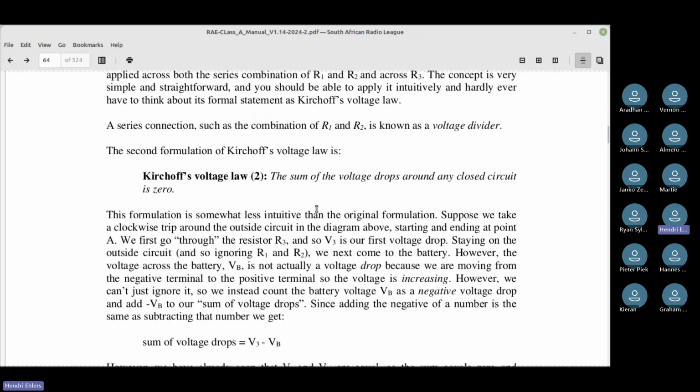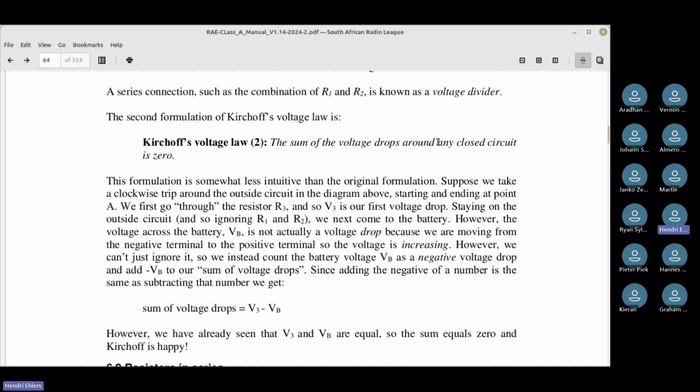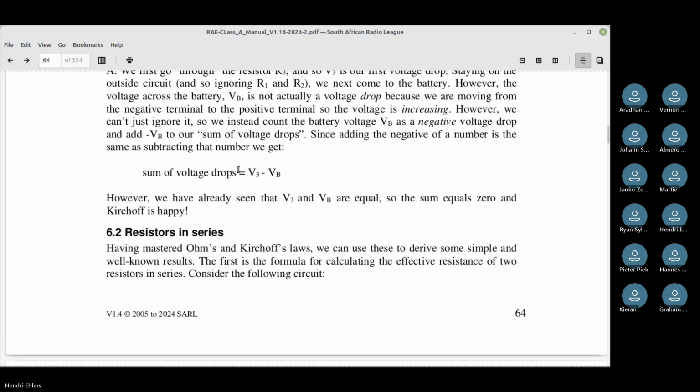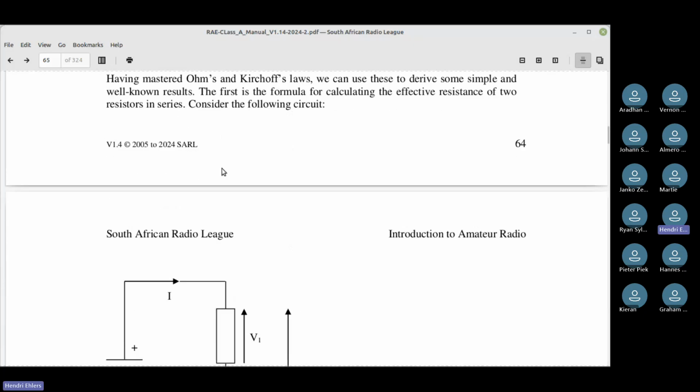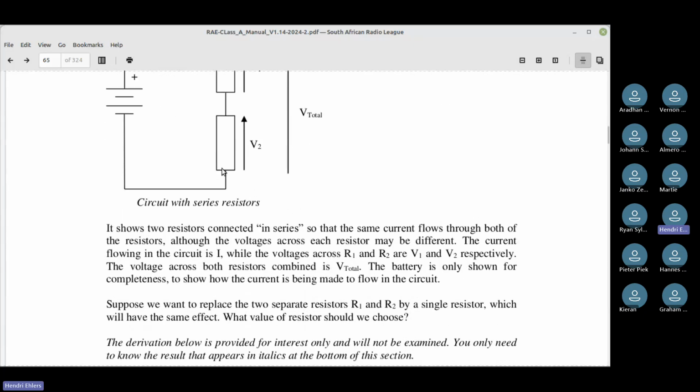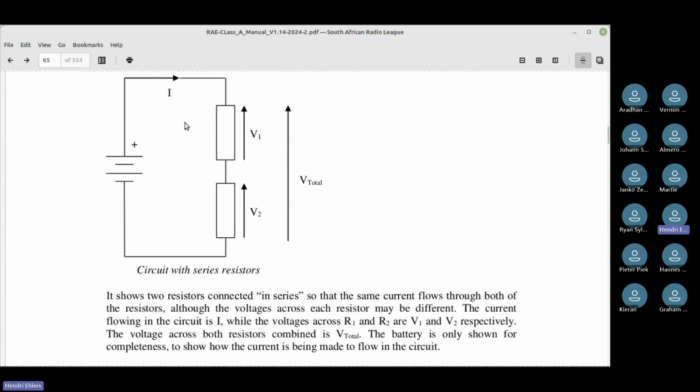Okay, let's go through this. Sum of the voltage drops around any closed circuit is 0. Yeah, so resistors in series. Right, here we start. Now here we're going to get some figures that we can work with. So let me just quickly explain here. When you have resistors in series, you simply add the resistance together. So if this one's 10 ohm and this one's 10 ohm, the total resistance of the two in series would be 20 ohms. And if this is 12 volt, then we can calculate the value.